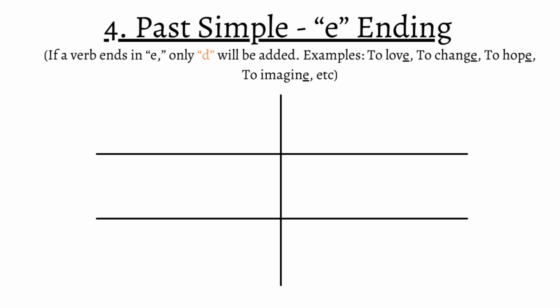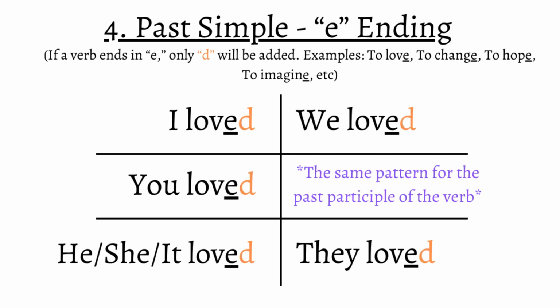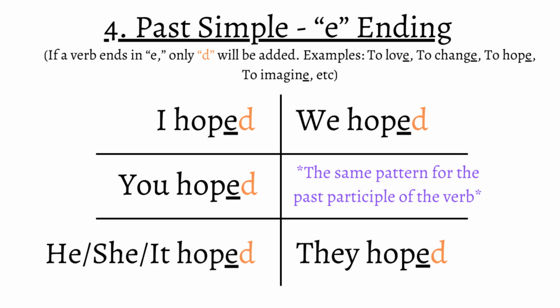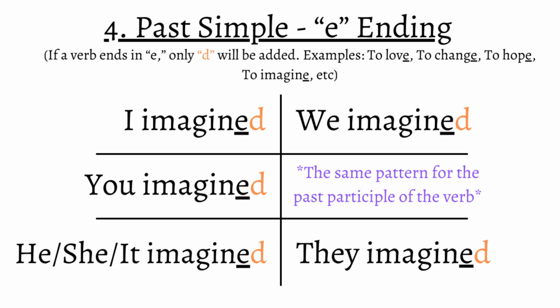If a verb simply ends in E, only the letter D will be added, like in the verbs to love, to change, to hope, and to imagine. To love looks like this, pronounced loved. To change looks like this, pronounced changed. To hope looks like this, pronounced hoped. To imagine looks like this, pronounced imagined.